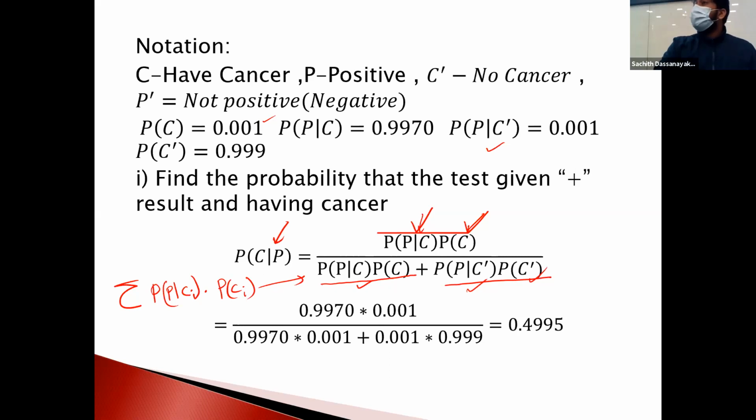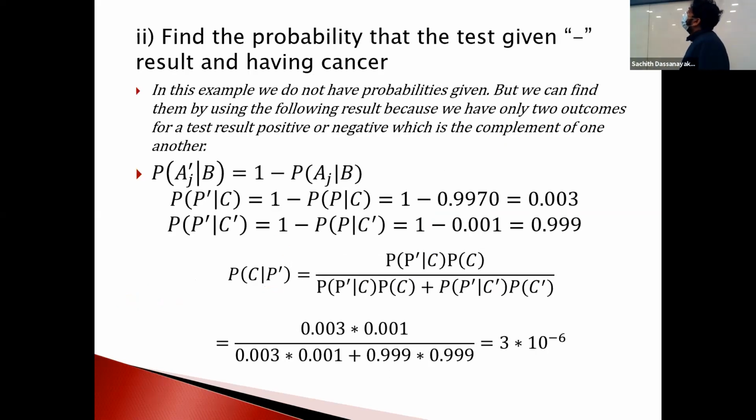Okay, let's move to the next part. It is a little bit difficult. So find the probability that the test given negative and results having cancer, and given positive results and having cancer. Having cancer means C. So what do you need to find?